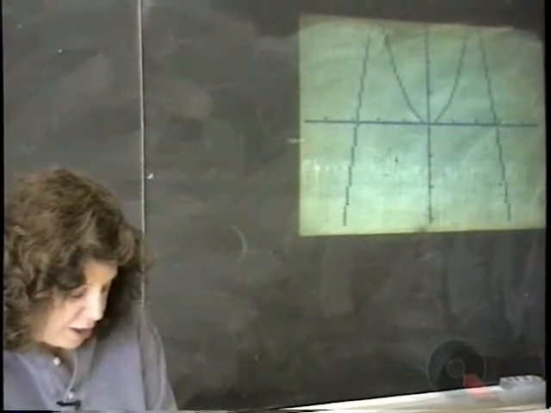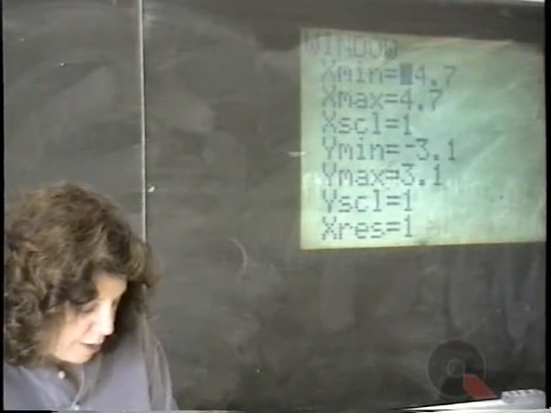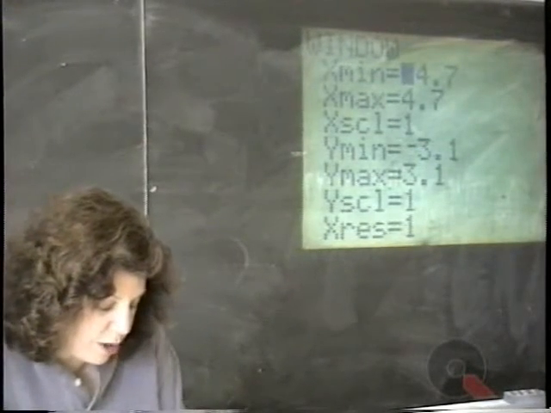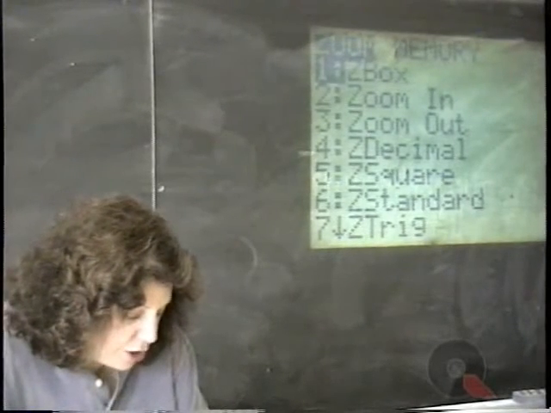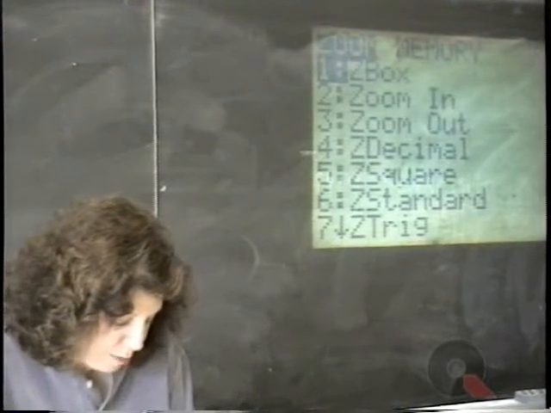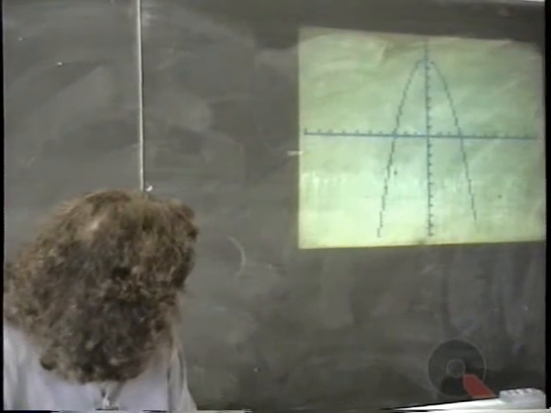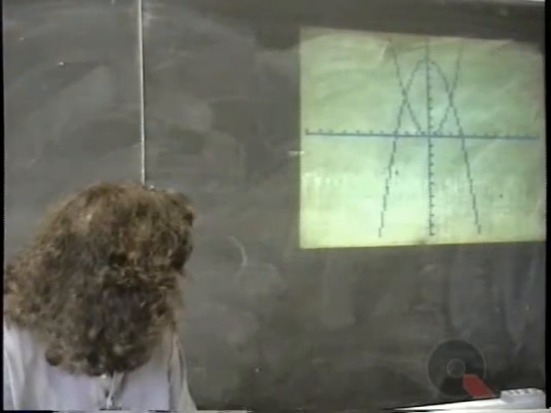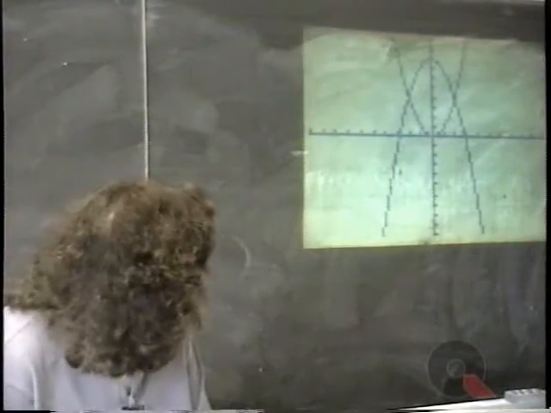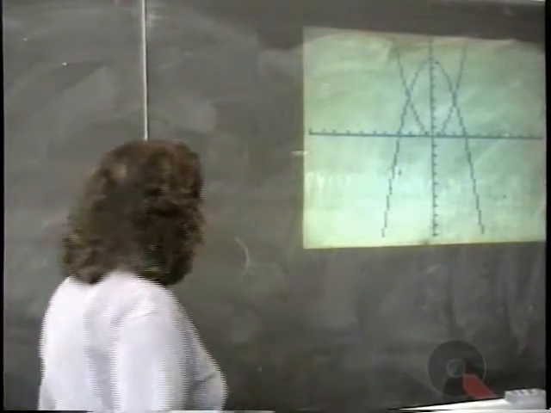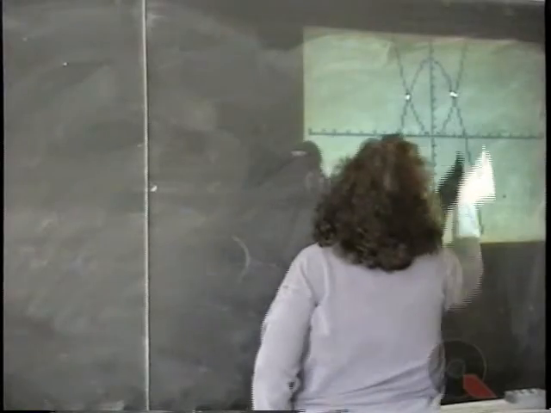Right now, if I hit window, I see that I am on a somewhat limited window. I'm on the decimal window. I'm going to hit zoom and switch to the standard window, option number 6. That gives me minus 10 to 10 on the x and the y axes, and I got the picture that I have over here. Now, I want those points of intersection right over here. This is what I'm looking for.